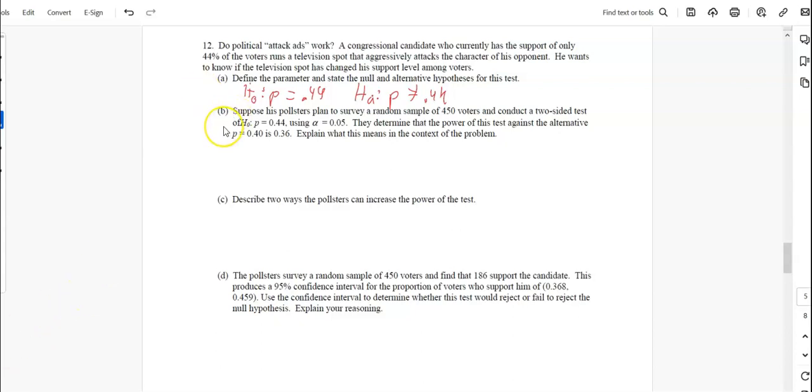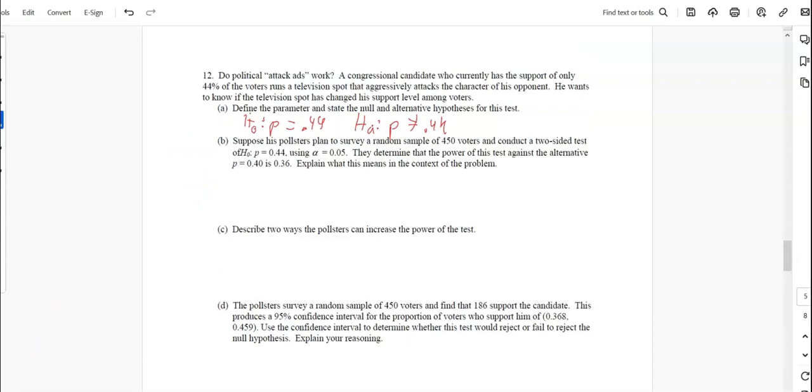Suppose his pollsters plan to survey a random sample of 450 voters and conduct a two-sided test of the null, p is 0.44, the alpha is 0.05. They determine the power of this test when p is 0.4 is 0.36. Explain what that means in the context of the problem. So can you interpret the power of the test?